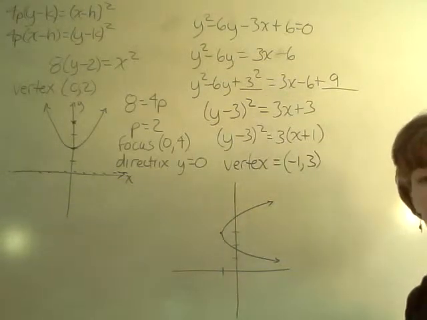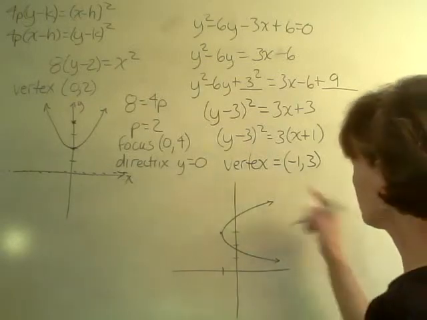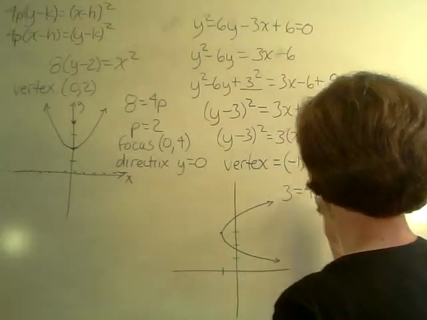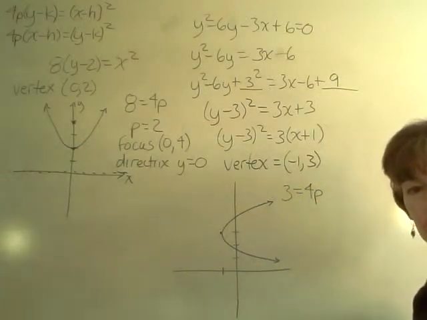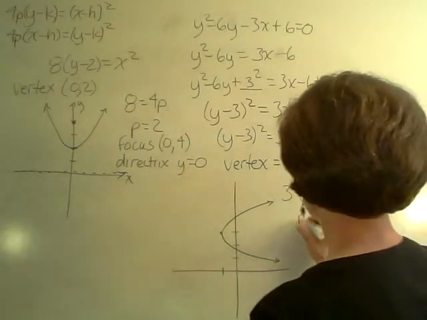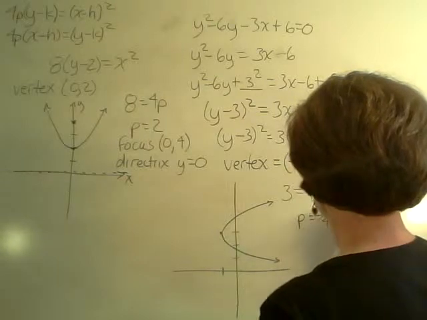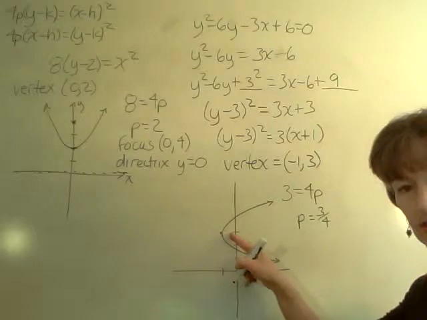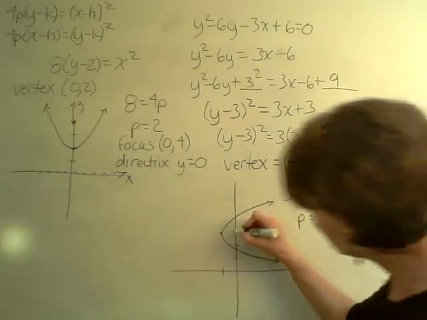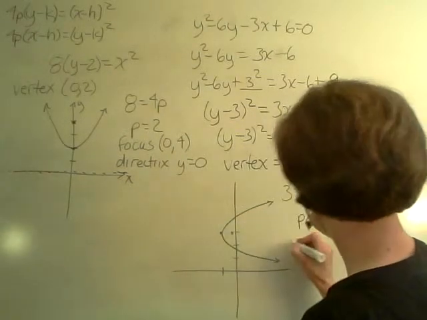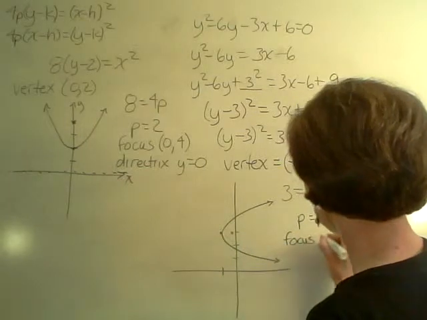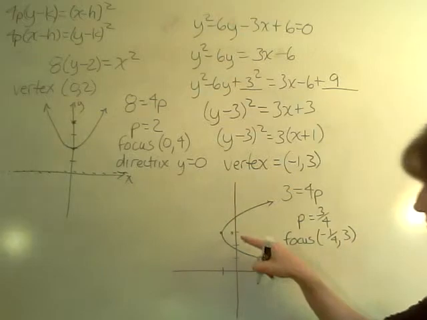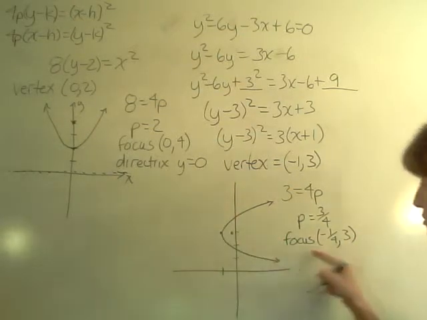All right, now let's find my focus and my directrix. I use my 3, because 3 is equal to 4p, and I need to know p to know the focus and the directrix. This means that p is equal to 3/4. So to find my focus, I'm going to move 3/4 of a unit inside the parabola, and that would put it right at -1/4, 3. So this is my focus.